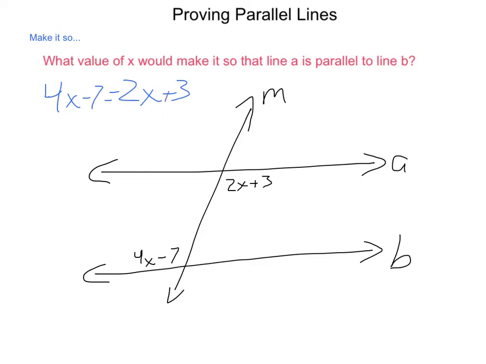Now, plus 3. Now solving for x, I subtract 2x from each side, giving me 2x minus 7 equals 3. Add the 7, 2x equals 10. Dividing by 2, I have x equals 5. So if x is 5, it will make the two angles congruent. Specifically, 2 times 5 plus 3 is 13. 4 times 5 is 20 minus 7, again, is 13. The two angles would be 13 degrees each, and because they are congruent, the lines must be parallel.